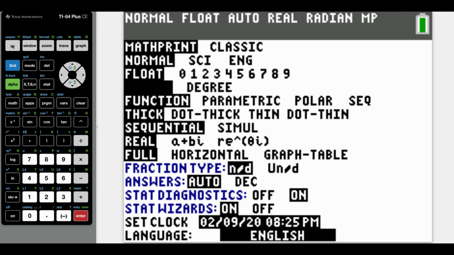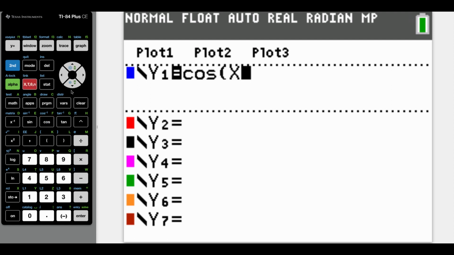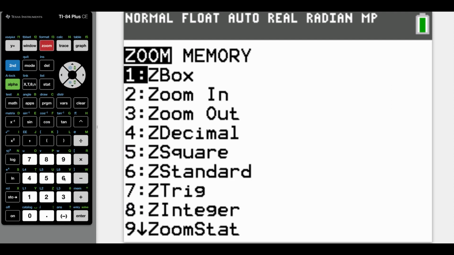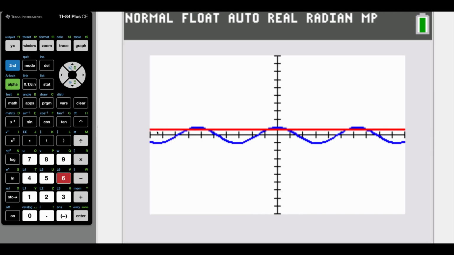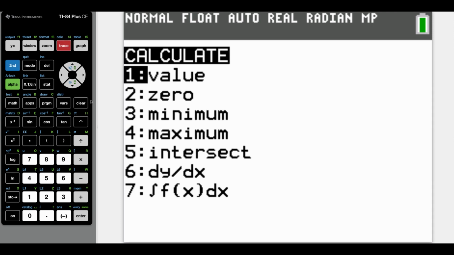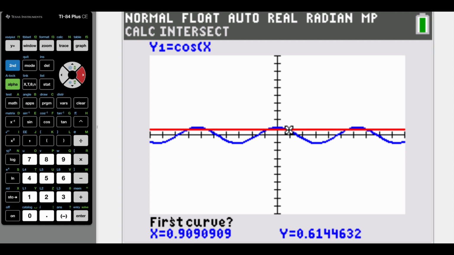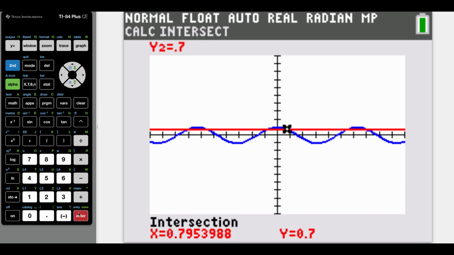So then we'll hit our y equals. In my y1, I'm going to put the cosine of x, and in my y2, I'm going to put that 0.7. I'm going to do zoom 6. And I can see that my red line is intersecting my cosine graph at a bunch of places. I'm just going to focus on the intersection points that are happening nearest to the origin. So I'm going to do second trace intersects, that's option number 5, and I'm going to start with the one on the right hand side of the origin. So I'm going to move close to that point and then I'll hit enter 3 times. So that happens at about 0.795 if we round that off a little bit.